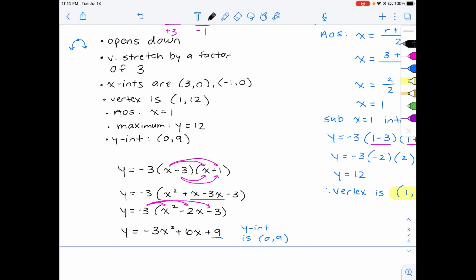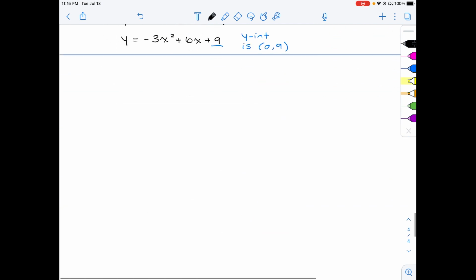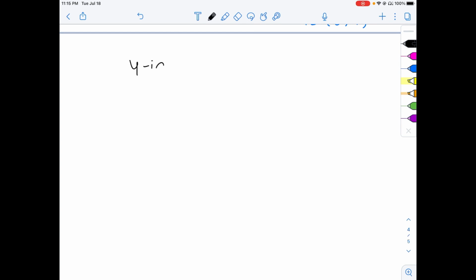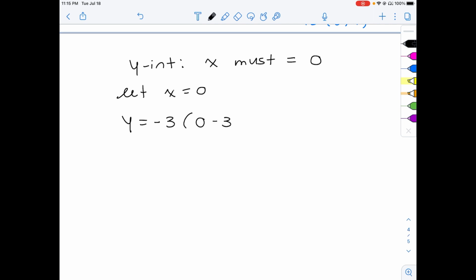One option that you can use as well, you'll come to find out quickly that, especially in the second unit of quadratics, there will be many methods that you can use to solve things, and it's kind of just a matter of personal preference. Another way to find the y-intercept is we know that x must be equal to 0 for the y-intercept because it's on the y-axis. So you can just let x equal 0 in your equation and then solve. So for this example, we would have -3 times 0 minus 3, 0 plus 1. And then we're just calculating.